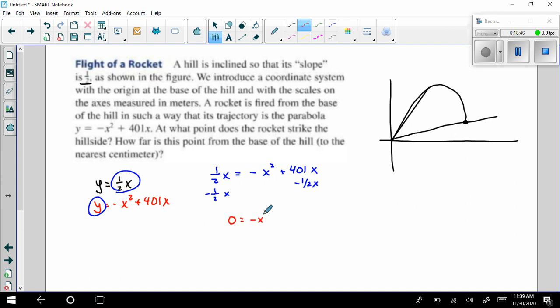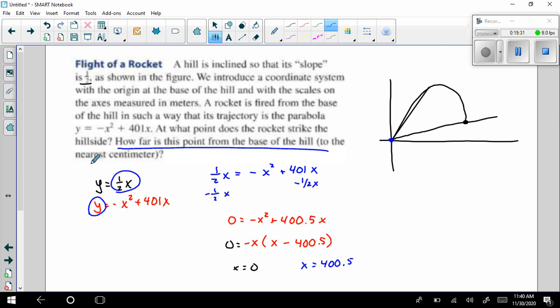All right, so if you do that, you get 0 equals negative x squared plus 400.5x. I'm going to factor out a negative x, and that gives me x times x minus 400.5. So x is equal to 0. That's your starting height here. That doesn't help you. And then x is equal to 400.5. And this is how far it is to the nearest centimeter. All right, so about 400.5 centimeters.